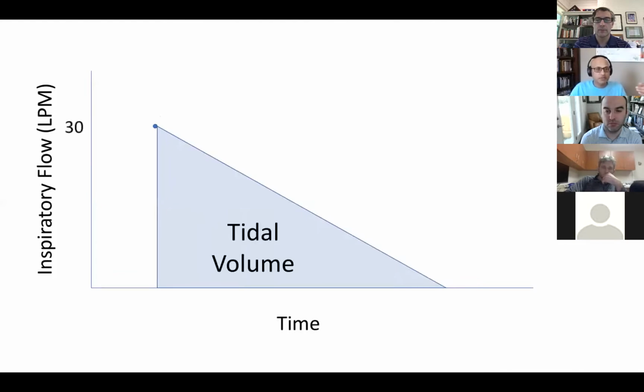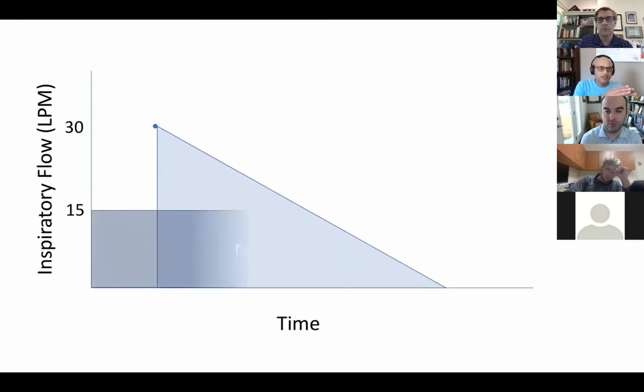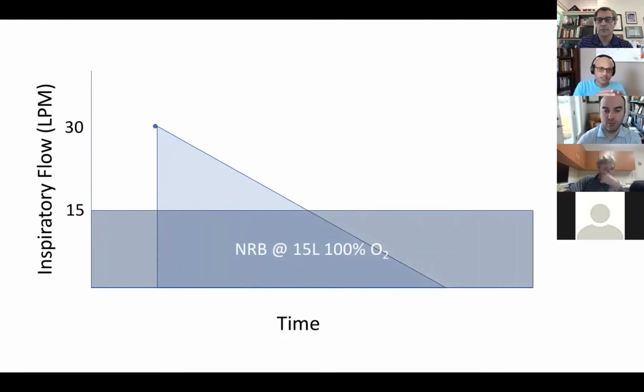But what happens if you put somebody on 15 liters per minute of oxygen? What are they exposed to? You can graph this out on our graph here, and you can see that there's 15 liters per minute of 100% oxygen constantly. So a good part of the breath that they get is 100% oxygen. And this is, again, in us who are breathing spontaneously and comfortably, where we may be generating, say, 30 liters per minute or so of peak inspiratory flow. The rest of the breath that we're receiving is 21% oxygen.